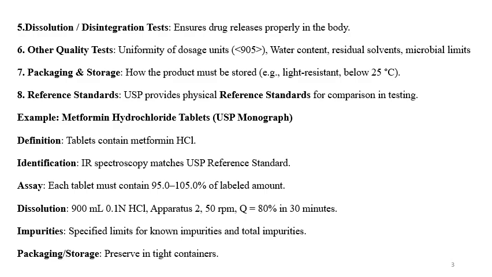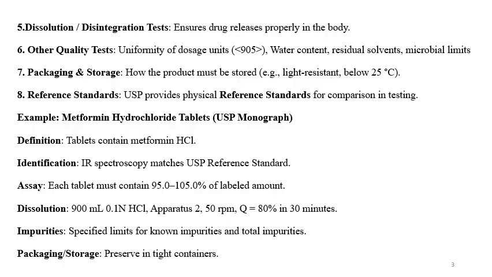Example of the monograph is metformin hydrochloride tablets. Definition is the tablet contains metformin hydrochloride. Identification by IR and it matches USP reference standard. Assay, each tablet must contain 95 to 105% of the label amount. Dissolution. Example here I have taken like 900 ml of 0.1 normal HCl using paddle apparatus 2 at 50 rpm and the Q point limit is 80% in 30 minutes. This is the hypothetical example I have taken. You can have different dissolution requirements and different specifications based on the monograph.